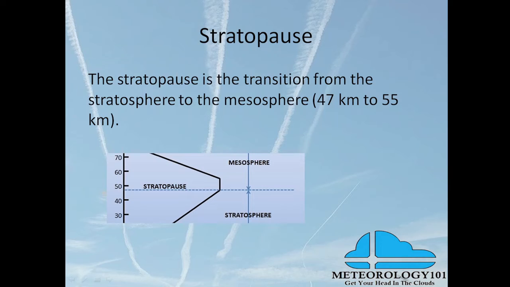All right, the Stratopause is just a transition between the stratosphere and the mesosphere, and that's about 47 kilometers to 55 kilometers throughout that transition, and that's still pretty high. It's about 150,000 to 180,000 feet, which is about 29 to 34 miles.